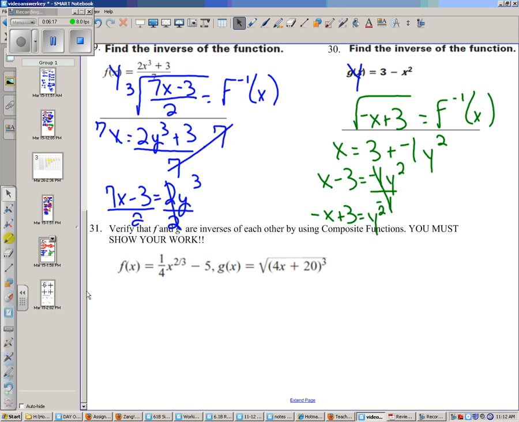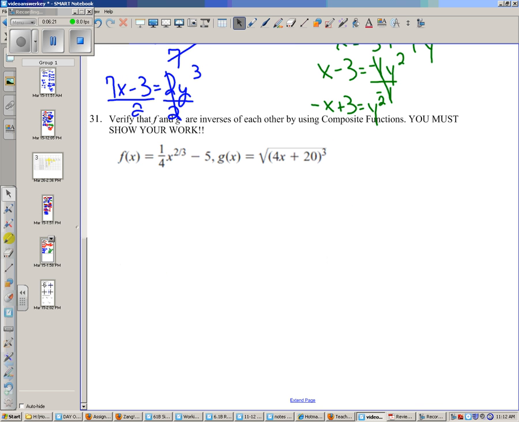All right, 31. I'm telling you that these two functions, f of x and g of x, are inverses of each other. And you're going to verify it to me by using composite functions. So f goes into g and g goes into f. And when I'm done simplifying, I should just be left with x. You cannot just simply substitute in, cross everything out but the x. You have to show your work for this problem step by step. If you don't, you aren't going to get any credit for this problem.